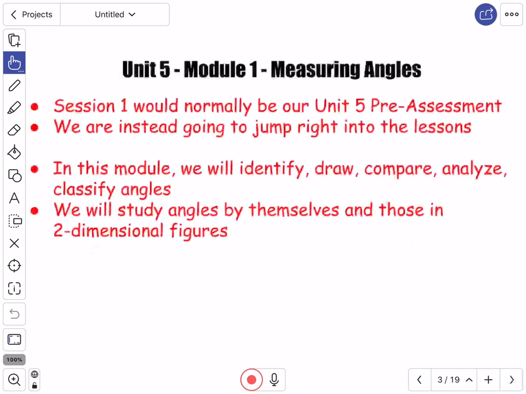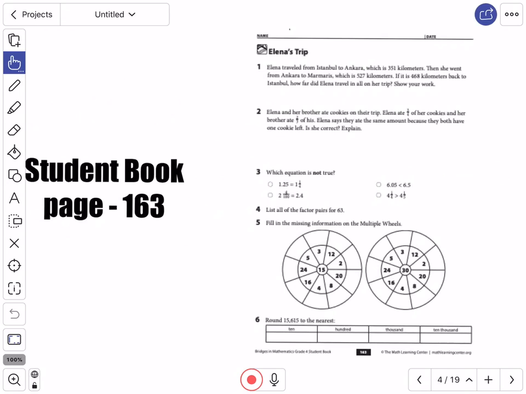Hey boys and girls, today we're going to start Unit 5, which is Geometry and Measurement. Unit 5, Module 1 is all about measuring angles. Session 1 would normally be our Unit 5 pre-assessment, but we're going to just jump right into the lessons instead. In this module, we're going to identify, draw, compare, analyze, and classify angles. We will study angles by themselves and those in two-dimensional shapes.